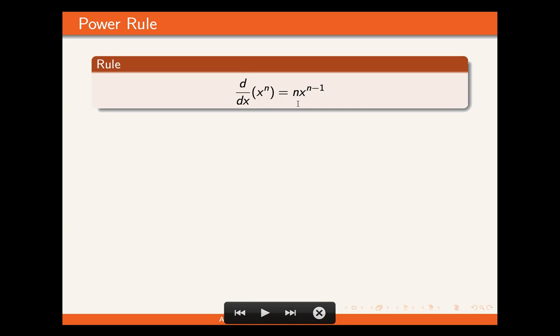If you look into this formula, you can see that if we have a power function like x to the power n, we bring the power down as a coefficient, write down the x as it is, and subtract the power by 1. So this is the power rule. Let's try to see some examples.